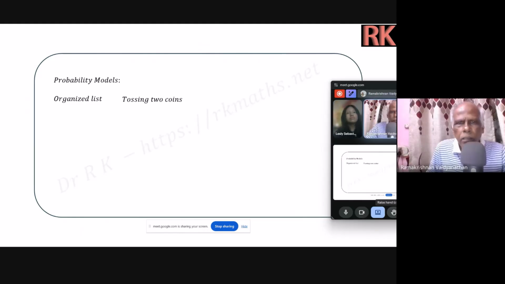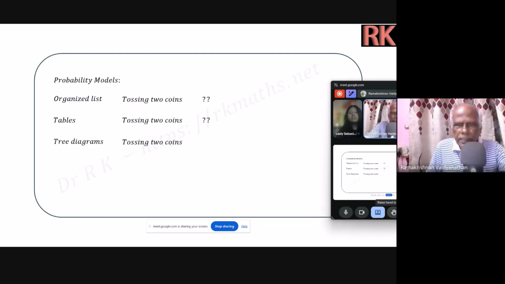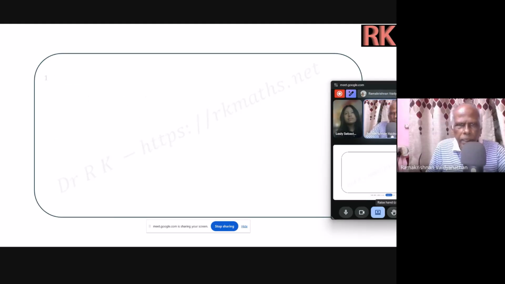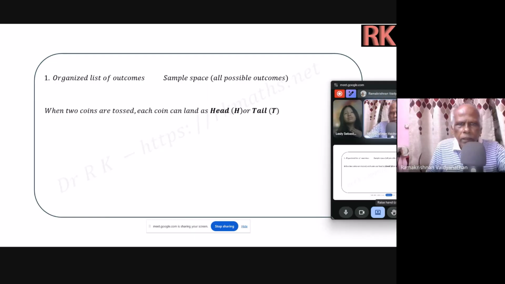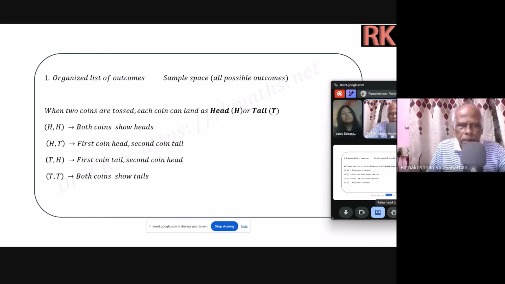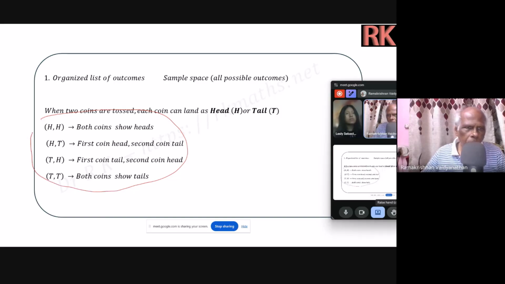Organize a list. Tossing of two coins I will write. And a table also I will write for tossing of two coins. And a tree diagram also I will write. Are you able to see this? I will give the example for all three and I will close with that. Now here, when two coins are tossed, you will get either head or tail, or head or tail. Have you seen this? This entire thing is called the organized list.